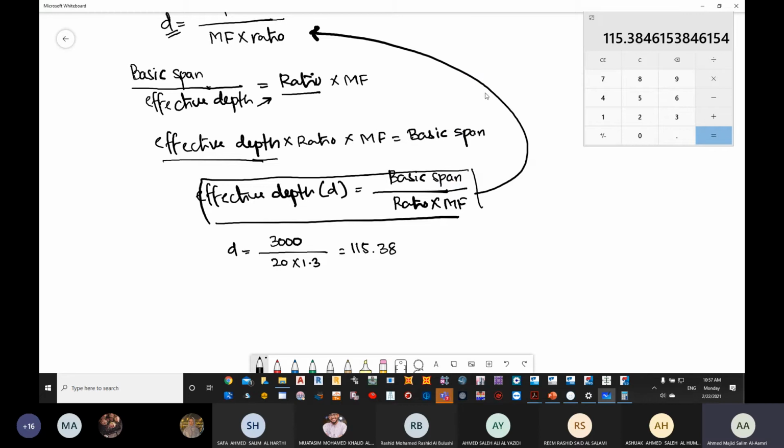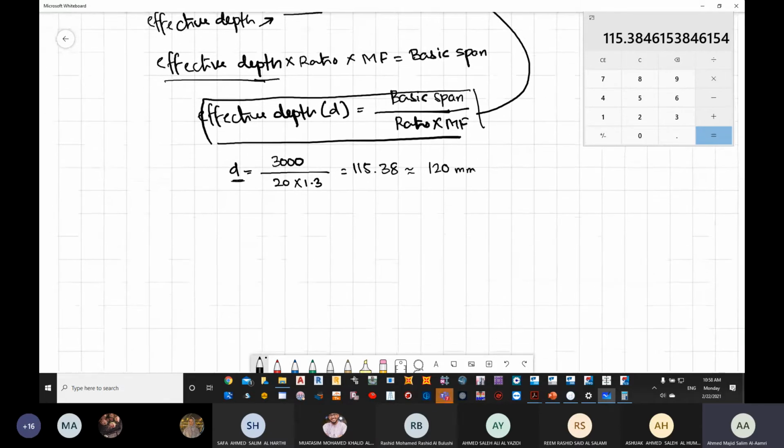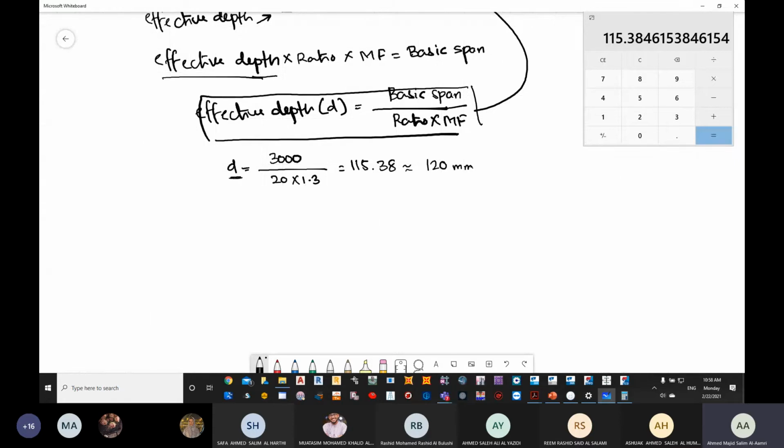115.38. We are going to round it to the nearest 5. Once again, this is the minimum effective depth. So rather than taking 115, I rounded up to 120. Why are we rounding up? Because we don't want our overall depth to be in terms of decimals. So 115.38 rounded to the nearest 5.